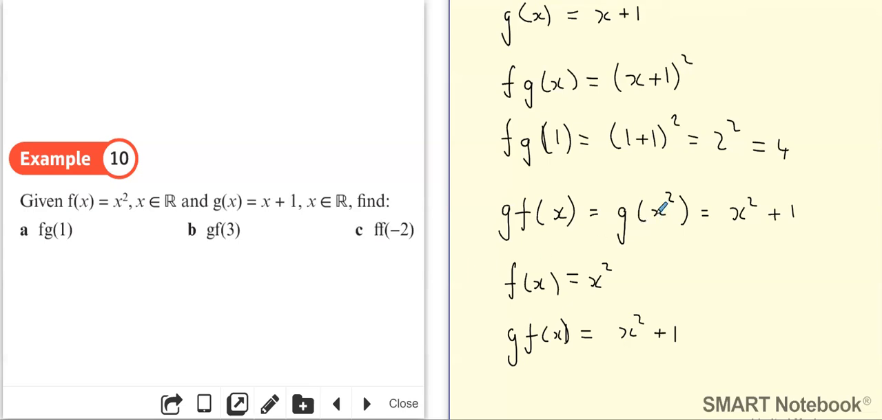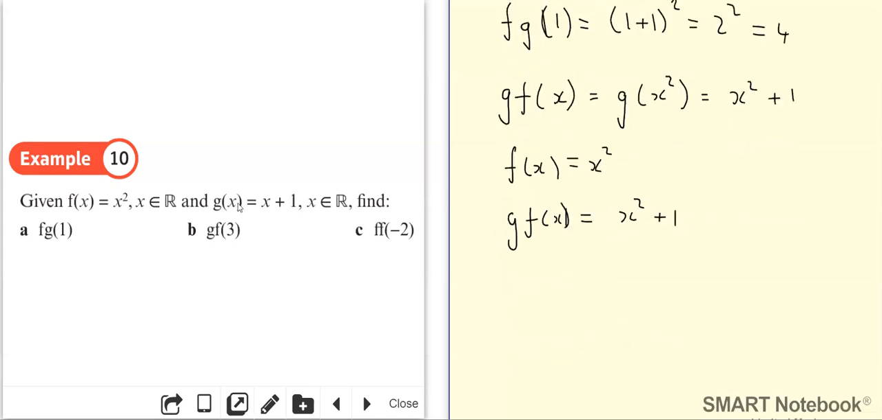So we worked out f of x is x squared. And g of x is saying take your input and add 1 to it. So if your input is x squared, then we're just going to add 1 to it. Right, can you work out ff of x, please?